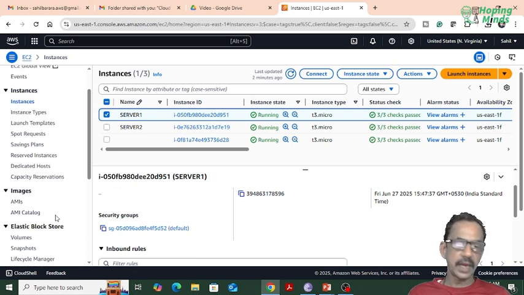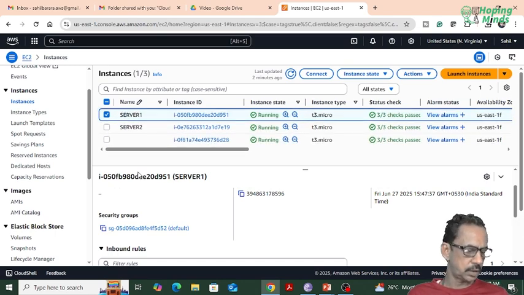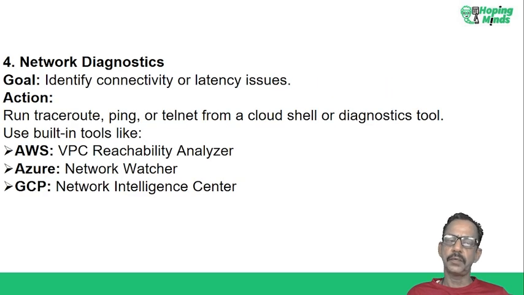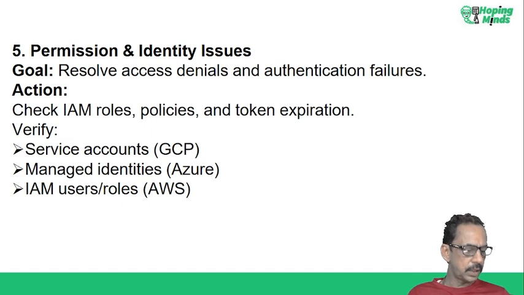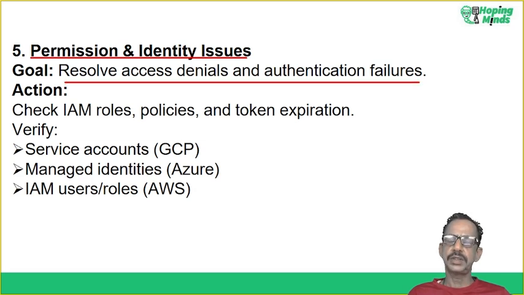The NACL option you will find at the VPC level. The security group you will find at this particular instance level, or you can go to the security section also. Fourth, network diagnostic, I have told you. Then permission and identity issue: resolve access denial or authentication failure.